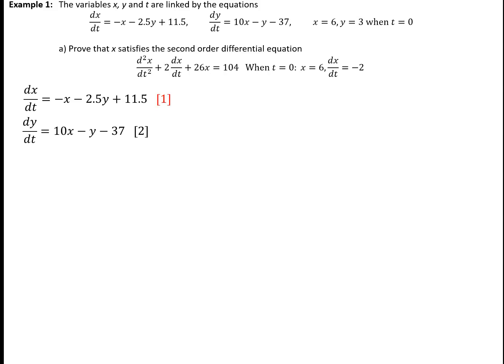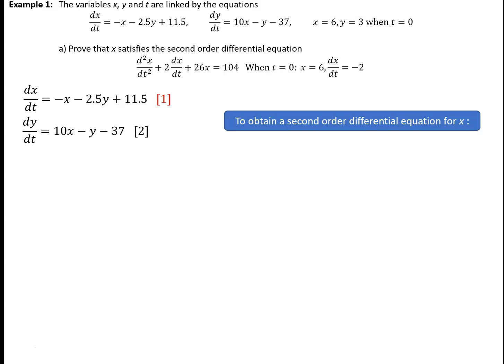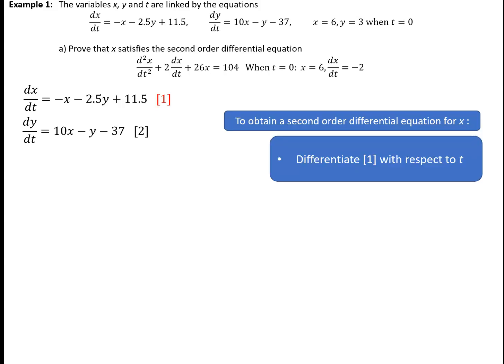Now we're being asked to find a second order equation for x, so the obvious thing to do is to obtain a d2x dt squared term by differentiating equation 1. So differentiating equation 1, we get d2x dt squared equals minus dx by dt minus 2.5 dy by dt plus the derivative of 11.5, which is just 0.